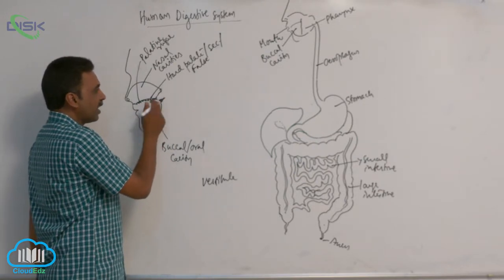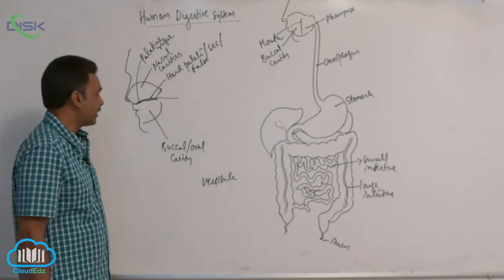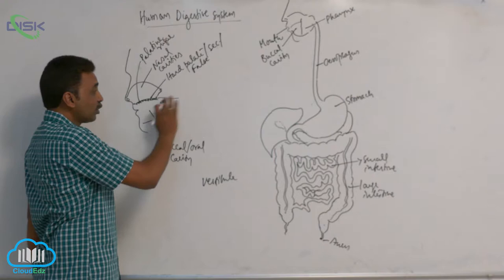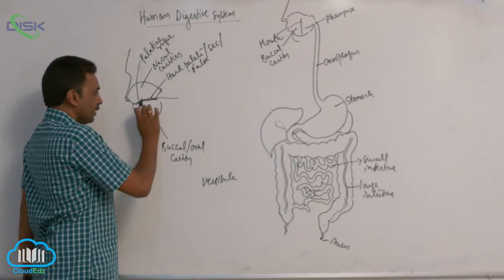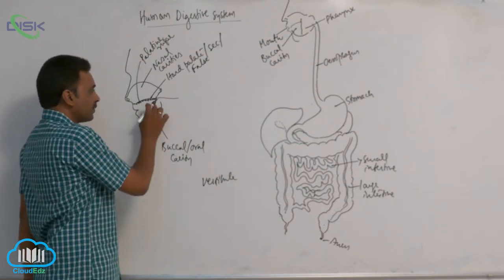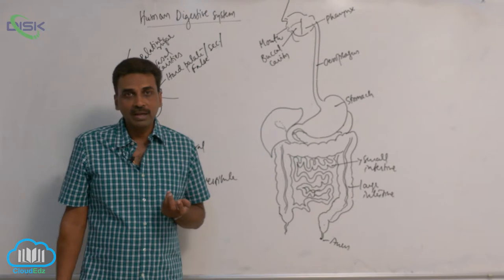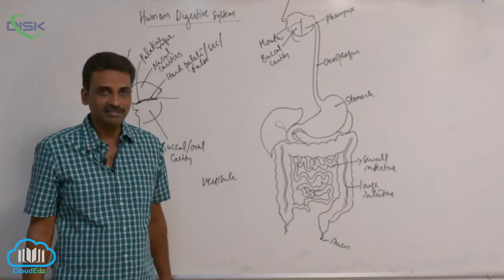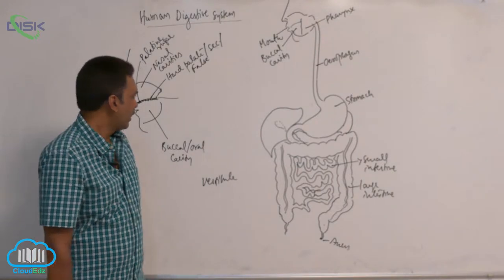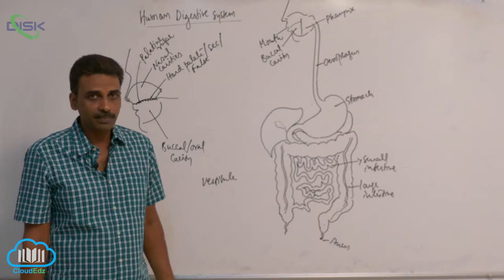Posteriorly, the hard palate will continue backwards as soft palate, so that is not bordering the buccal cavity. Now this area, the buccal cavity, internally contains the teeth and tongue. And of course, associated with the buccal cavity, we have the salivary glands.